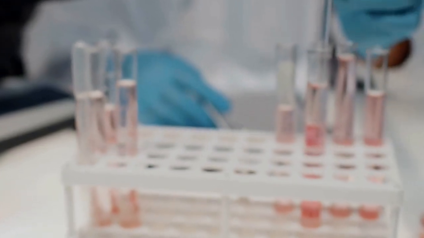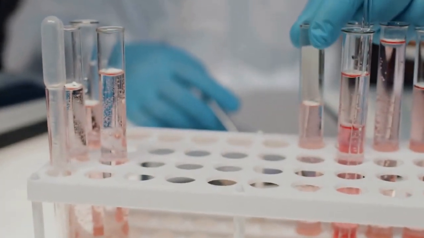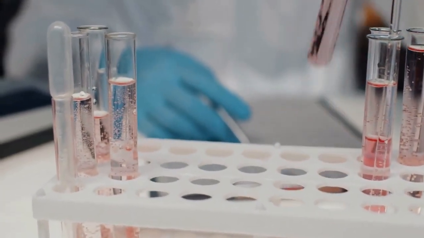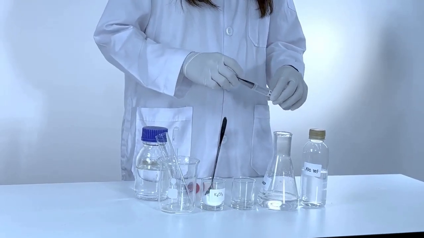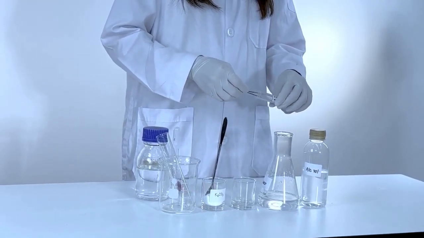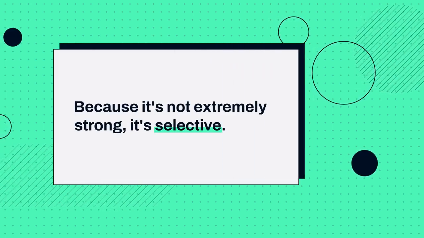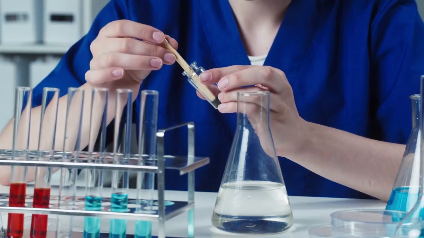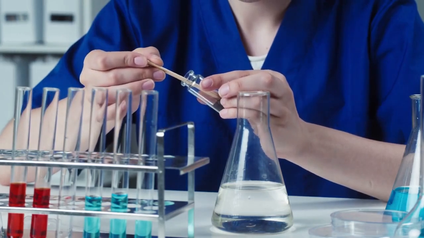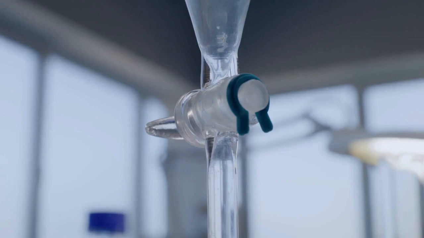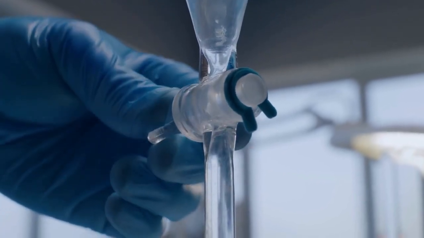Its primary role is to act as a proton remover, or what chemists call deprotonation. It's particularly good at removing the acidic proton from phenols and carboxylic acids. Because it's not extremely strong, it's selective. It will easily deprotonate a phenol, but it won't typically deprotonate a simple alcohol, making it great for specific transformations.